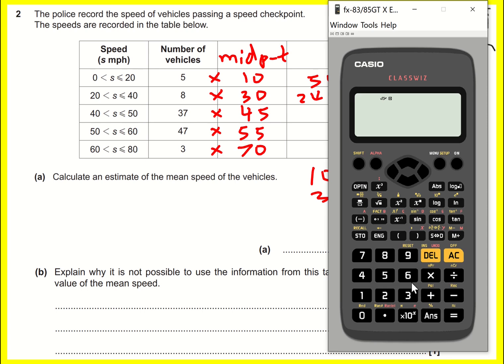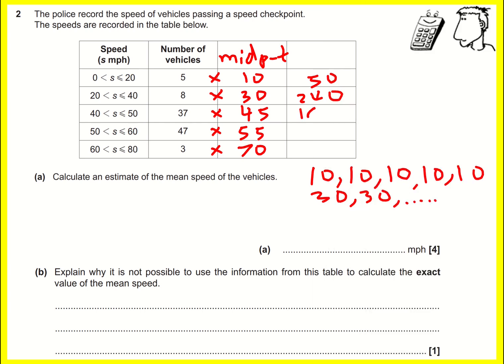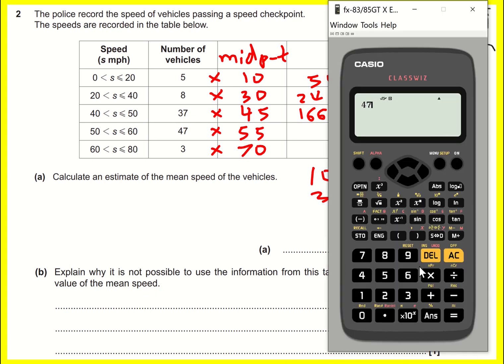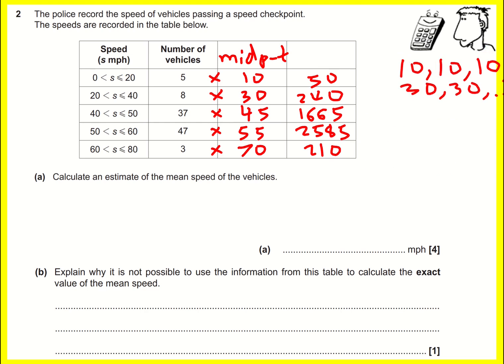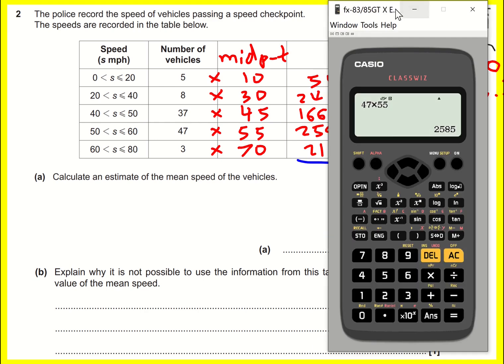37 times 45 is 1665. 47 times 55 is 2585. And 210. Okay, so I've just added them up individually, but now I want to group it together. I'm going to move that out of the way. So I'm going to need to find the sum of all of these, which I can do on the calculator.